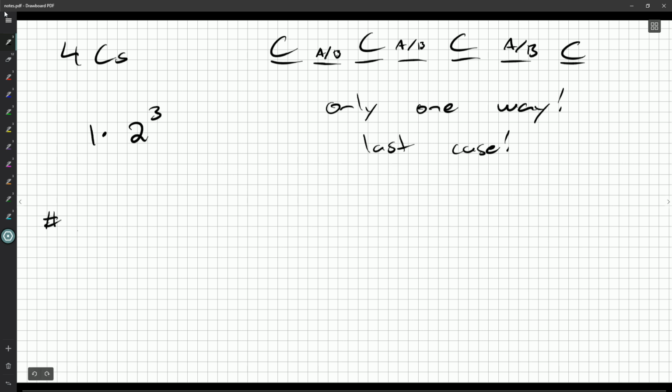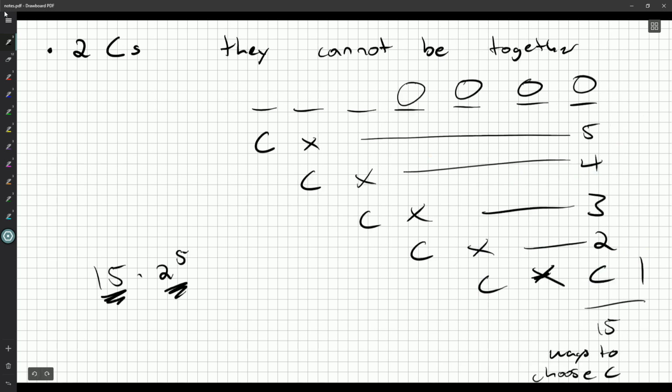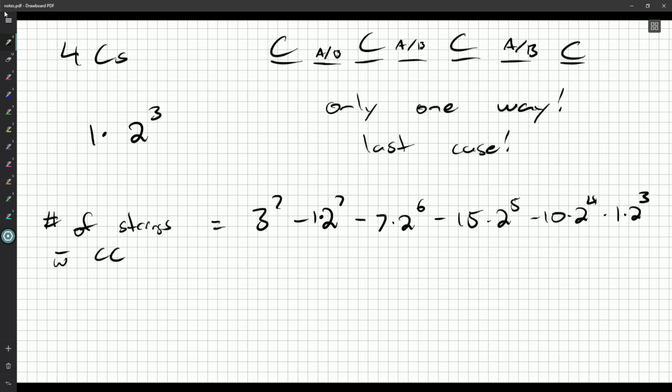So, number of strings with CC as a substring is going to be 3 to the 7 minus 2 to the 7 with 0 C's, minus 7 times 2 to the 6, minus 15 times 2 to the 5, minus 10 times 2 to the 4, minus 1 times 2 to the 3. And there was technically only one way to get no C's in there, just to complete the sort of pattern we've got. I'm just going to double check my numbers. Everything looks good. So we'll just grab a calculator, work this out.